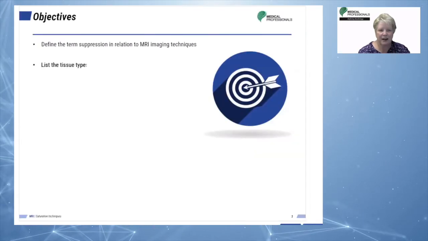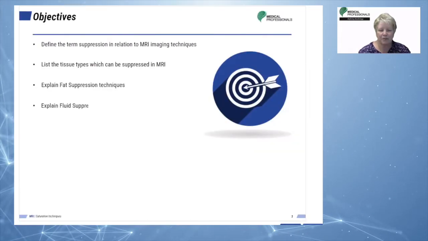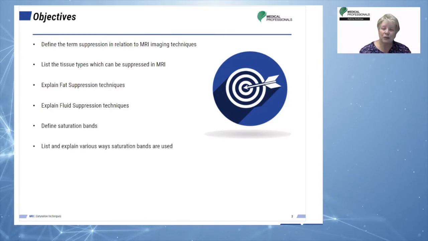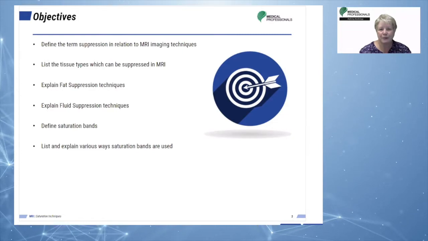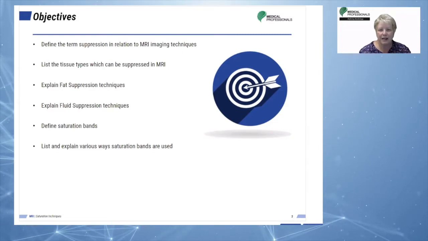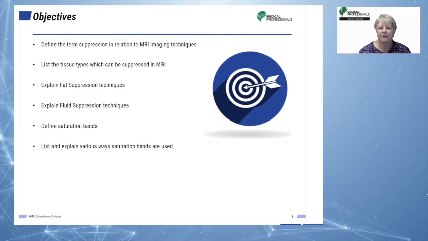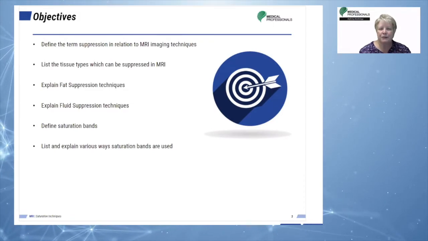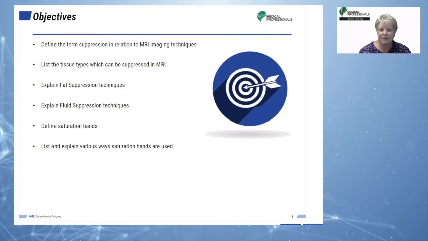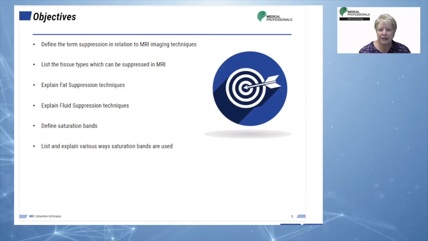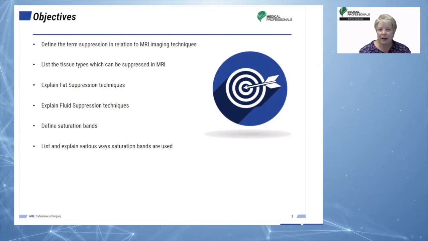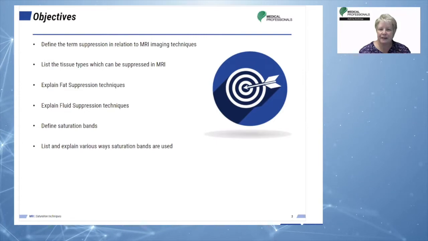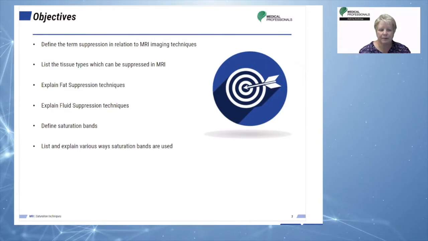Of course, the objectives of the course. Upon completion of this webinar, attendees should be able to define the term suppression as it relates to MRI imaging, list the different tissue types that are commonly suppressed in MRI, and explain two very common saturation techniques, fat suppression and fluid suppression. You should be able to define saturation bands and list and explain various ways that the saturation bands are used.